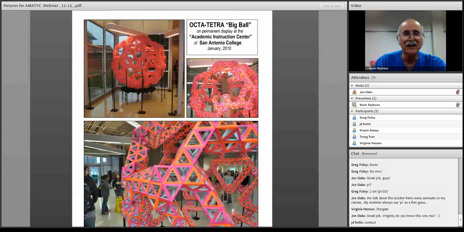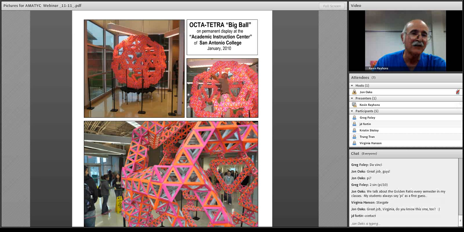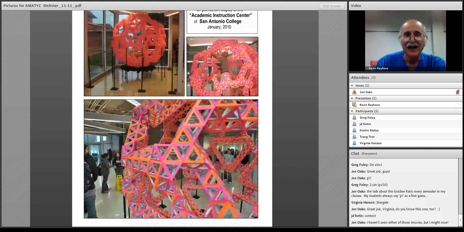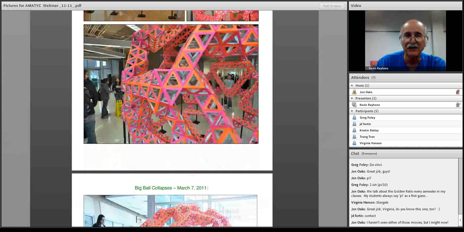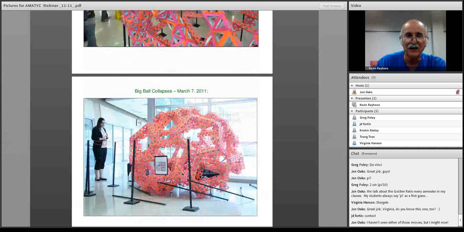Now, here's something that I built out of my OCTATETRA pieces. These are all made out of normal pieces with equilateral triangles. So the pentagons didn't really meet. They had to be forced. But this is here at San Antonio College. This piece was up for 14 months. It has 3,600 pieces. It has glue, but it also had 55,000 paper clips. And there's a picture of me standing there in the middle of it and another picture of it with students walking through the hallways and looking at it.